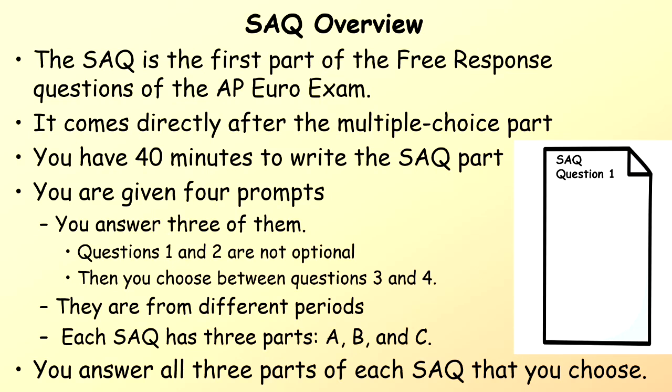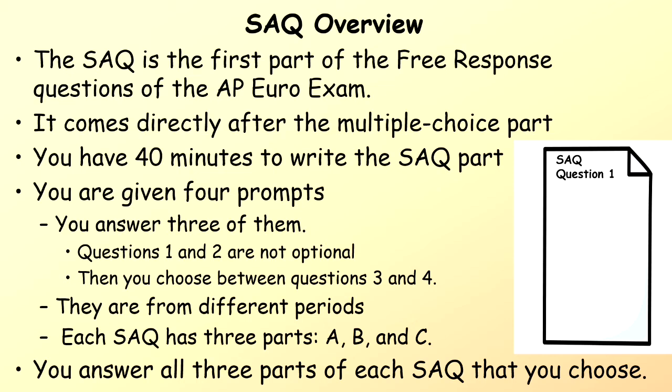Let's take an SAQ overview. The SAQ is the first part of the free response questions of the AP Euro exam. It comes directly after the multiple choice part. You have 40 minutes to write the SAQ part. You're given 4 prompts. You answer 3 of those 4. The first 2 are not optional. You have to answer those. Then you get to choose between prompts 3 and 4.